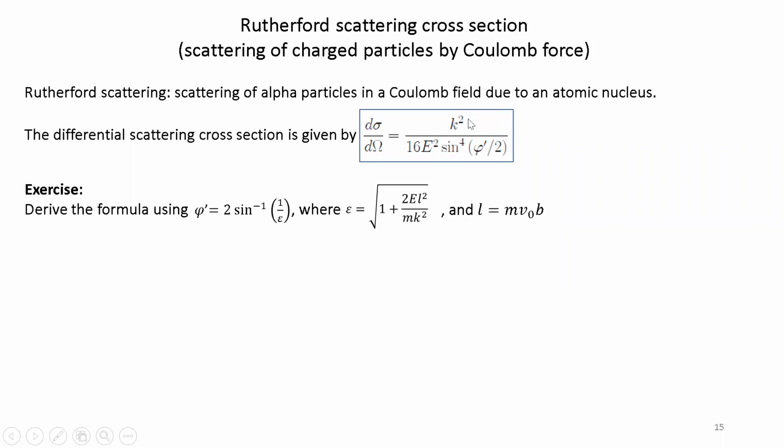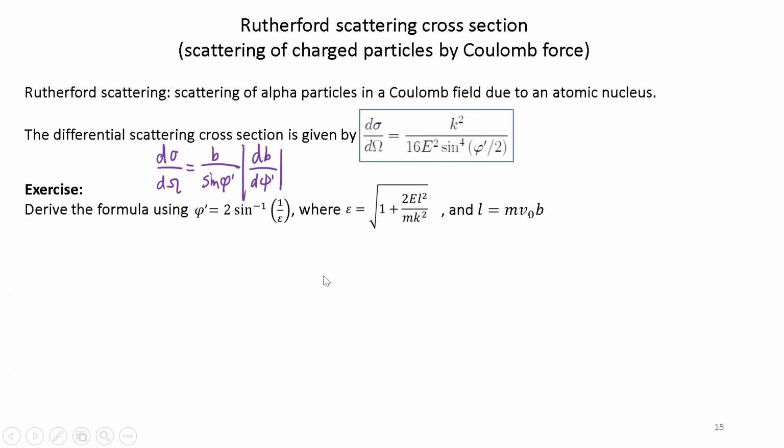Of course, this is the final result, but how do we approach it? We just use the formula we have just learned: dσ/dΩ is given by b divided by sin φ' times the absolute value of db/dφ'. So we are going to work out the relation between b and φ' for the Coulomb field. Okay.